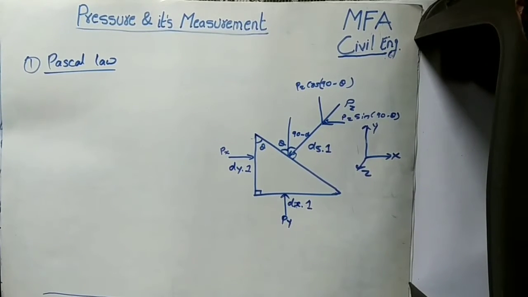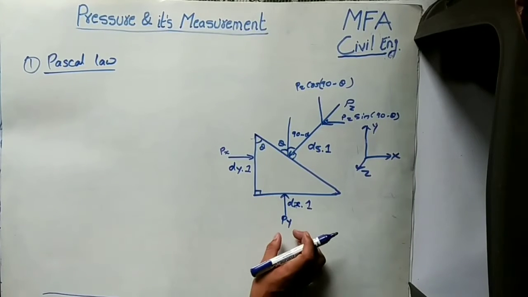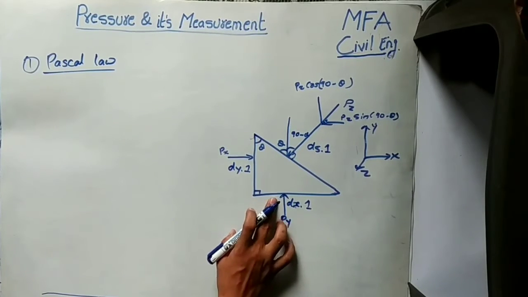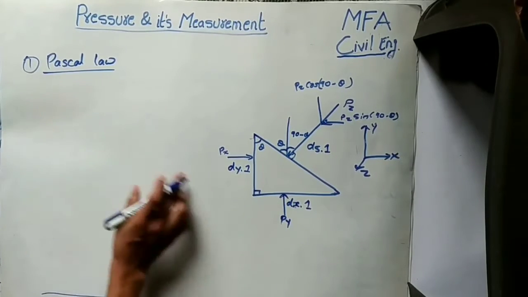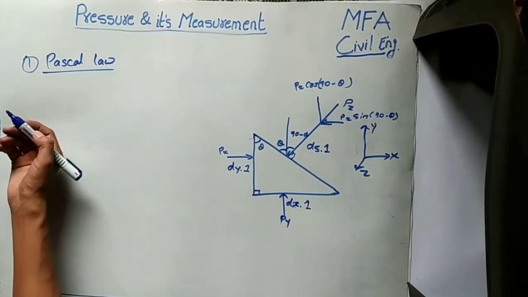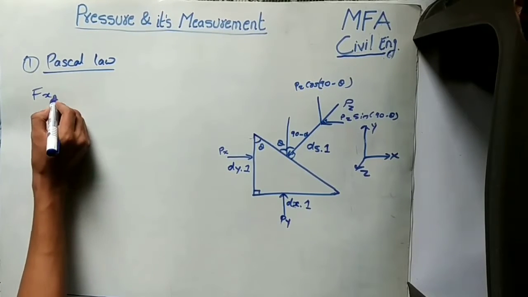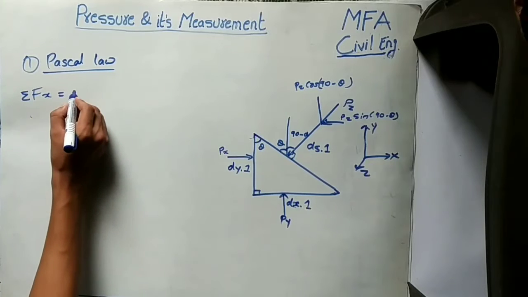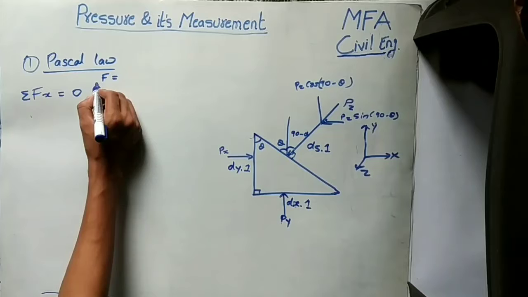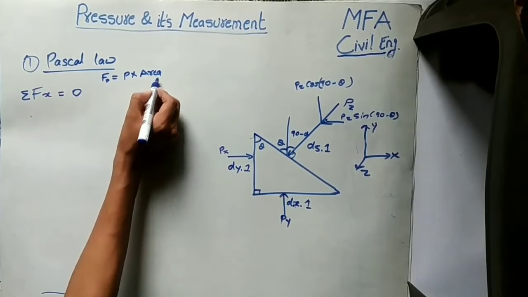Okay, now there are basically two forces which are acting on this fluid element. First is the pressure forces and second is the weight of the fluid. For the equilibrium of this static fluid, the force along the x direction should be equal to 0. The summation of all the forces in the x direction should be equal to 0. Now we know that pressure force is equal to pressure into area.